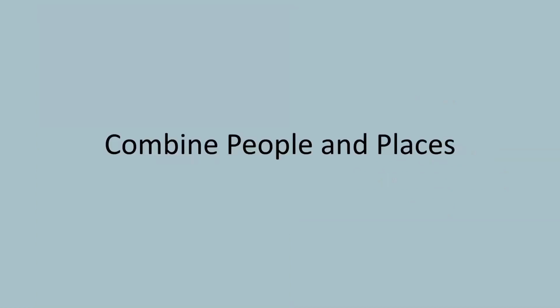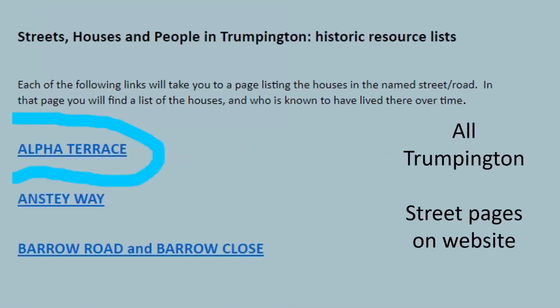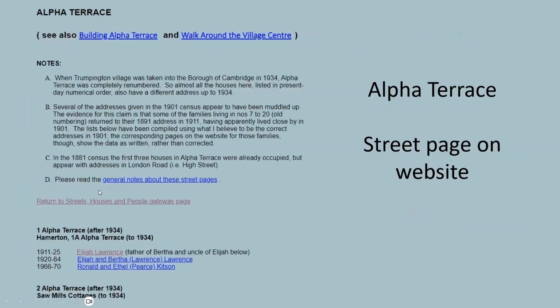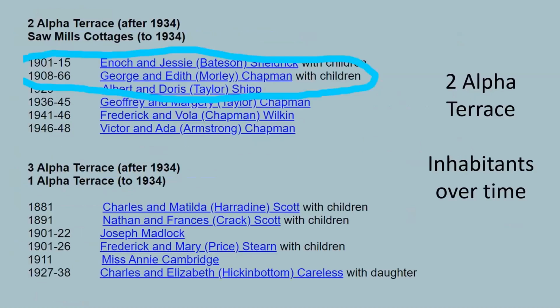Now we come to actually combining the people and the places and showing you where they were. The first step is to make individual pages about streets in Trumpington and the people who've lived there over time. These examples I'm now going to show you are all on our website. Here's the index page with a list of streets. And here's the Alpha Terrace page. Within that page, here's the Chapman family I showed you earlier.